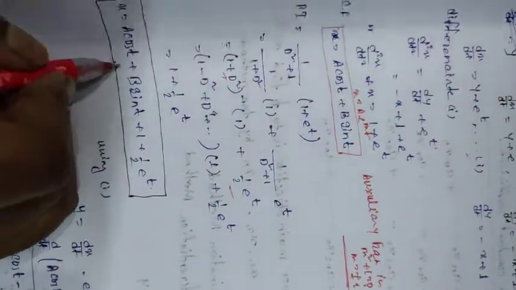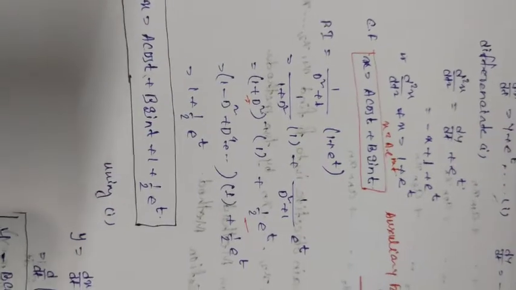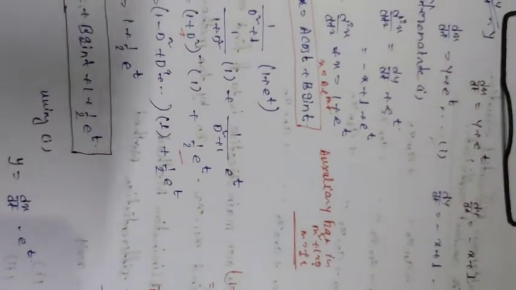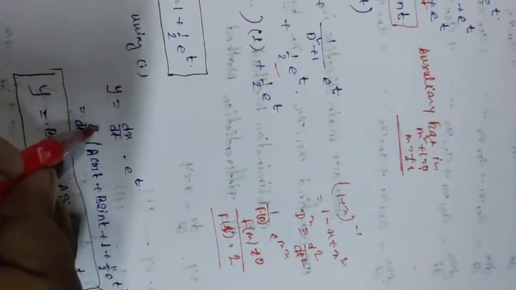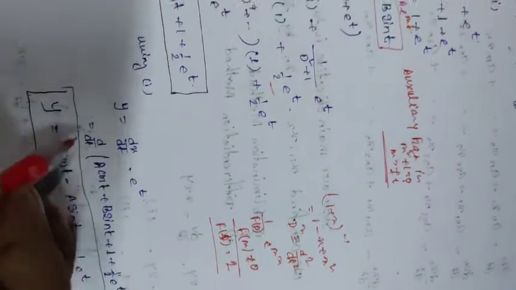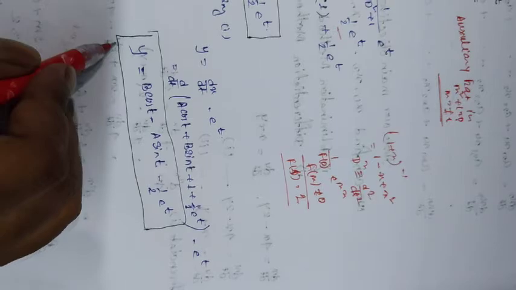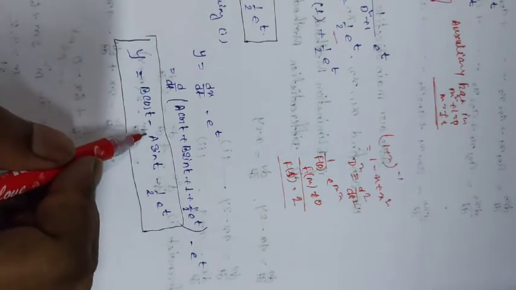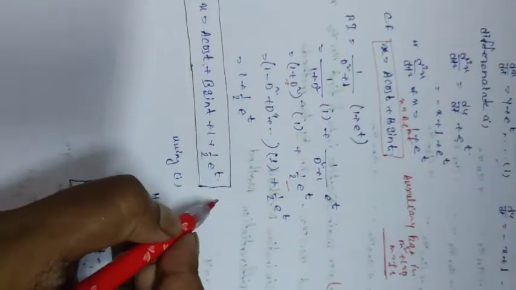So we get x is equal to a cos t plus b sin t plus 1 plus half e to the power t. And now the question is how can we find the value of y? So if we use 1, y is equal to dx/dt minus e to the power t. So here if we put the value of x, that is d/dt of (a cos t plus b sin t plus 1 plus half e to the power t) minus e to the power t. And after simplification, we will get y is equal to b cos t minus a sin t minus half e to the power t. So this is the value of y and this is the value of x.